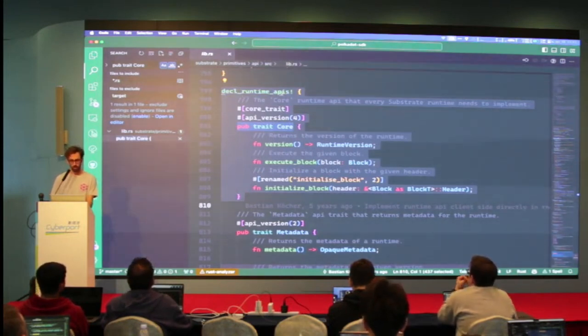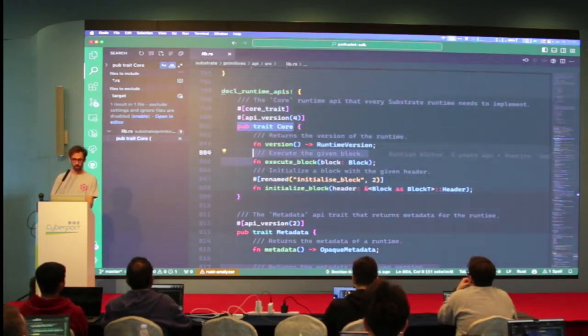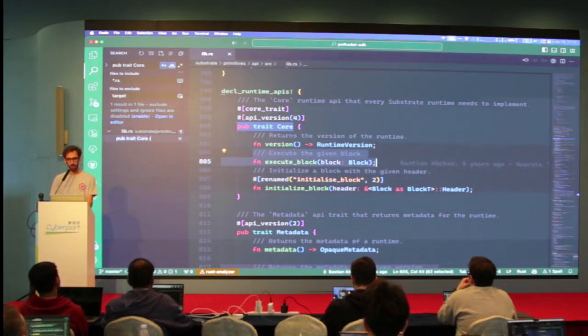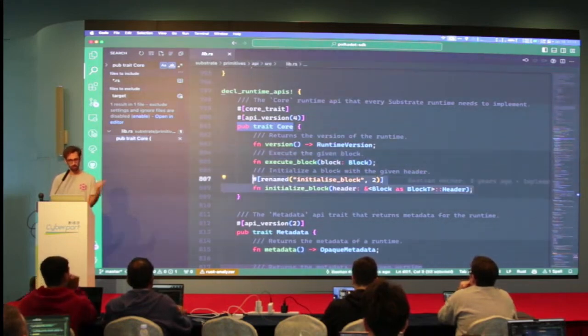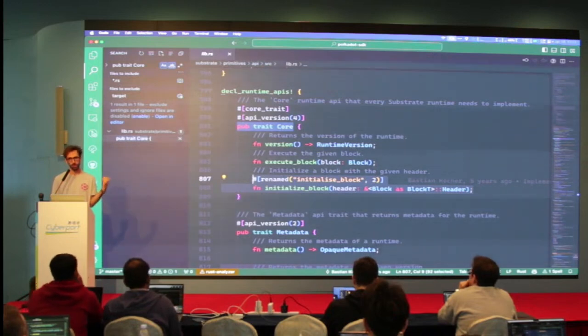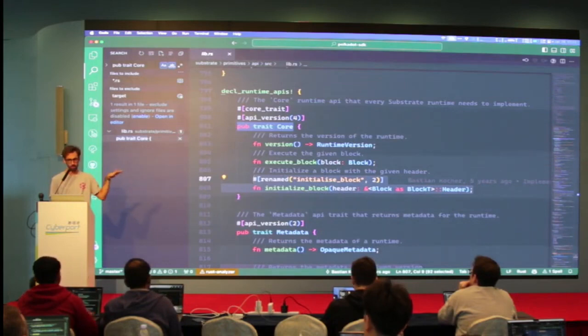Again, it's like Deco runtime API somewhere, a trait. This time it's called core, and then inside of it we have this holy grail that we've been talking about all day, execute block. Interestingly, we see initialize block is also part of this one because it's used in other places other than block import. But block import uses the same initialize block. So it's like the core initialize block, and then it uses its own apply extrinsic and so on.